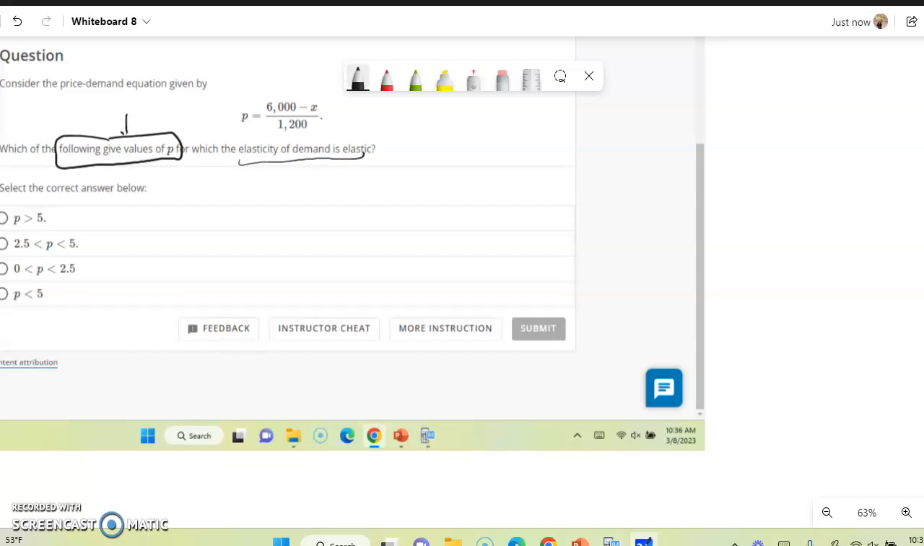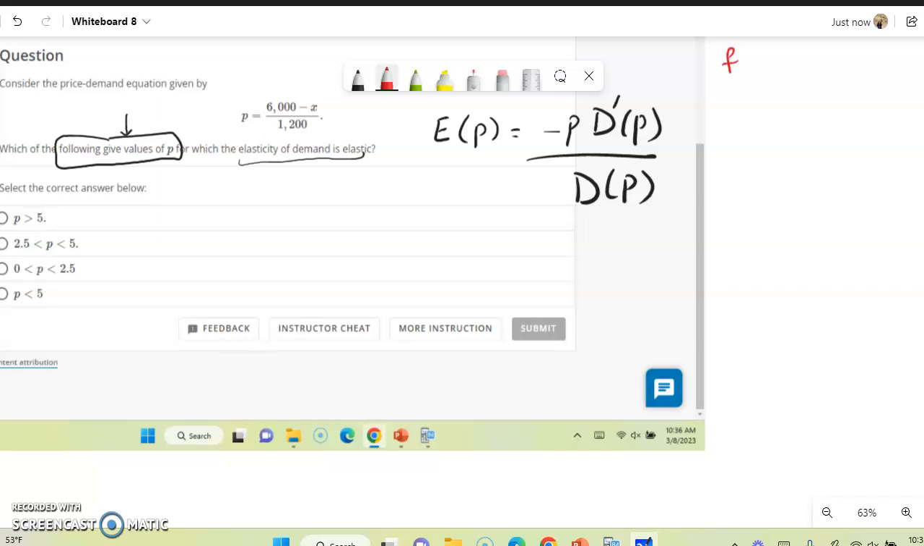Now, before we even think about the question, when we're talking about elasticity, we need to know the elasticity of demand function. The value is negative P times d dash of P divided by d of P. Now, in this question, the d function, as a function of P, is not given. What is the d function? You need to remember d means demand, and price is given as a function of demand. So basically, we need to find x from this equation. If we do that, that x will be your demand function in terms of P.